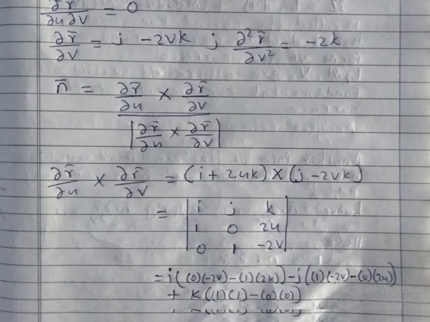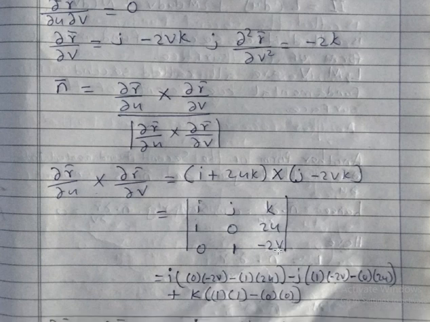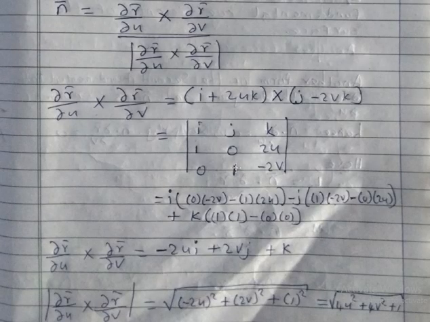0 2u, 0 1 negative 2v, expanded to: we'll have i into bracket 0 times negative 2v minus 1 times 2u, then minus j into bracket 1 times negative 2v minus 0 times 2u, then lastly plus k into 1 times 1 minus 0 times 0. And partial r partial u cross partial r partial v simplifies to negative 2ui plus 2vj plus k.